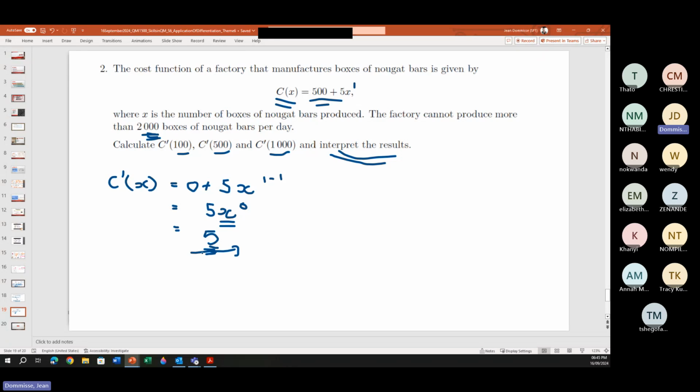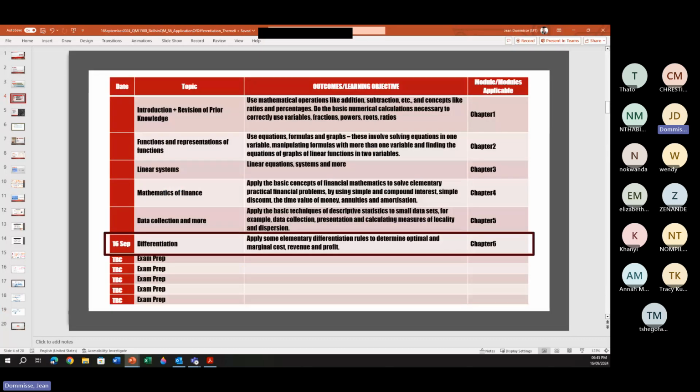Okay, so that is application of differentiation. So that is the last theme that we were looking at. So when we start now with your exam prep next week, what I will do is we will be going through a lot of examples of a mixture of these things.